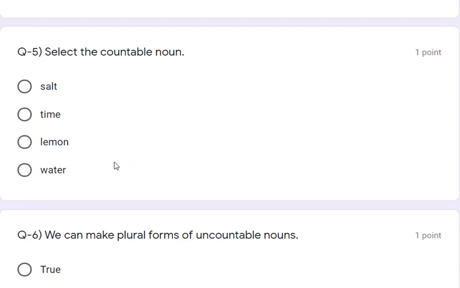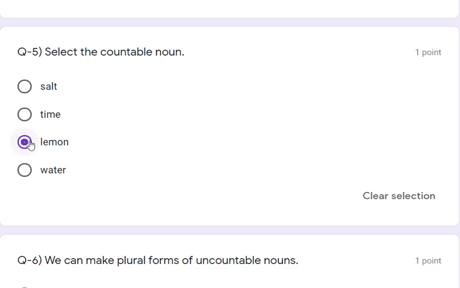Let's see question 5. Select the countable noun. Countable noun, it means you can count. Salt, thyme and water, that is uncountable noun. And lemon is the countable noun. This is from exercise only. You can easily give this answer.